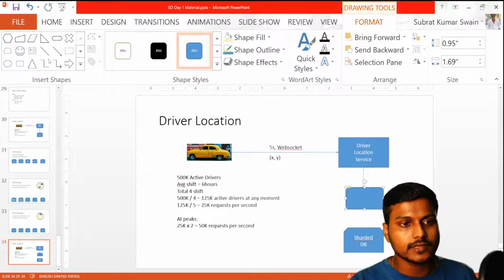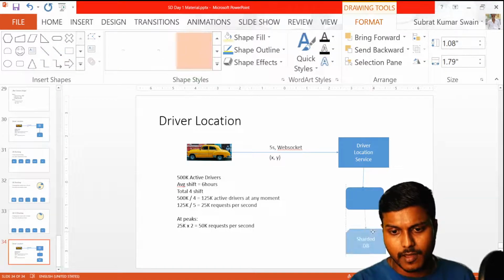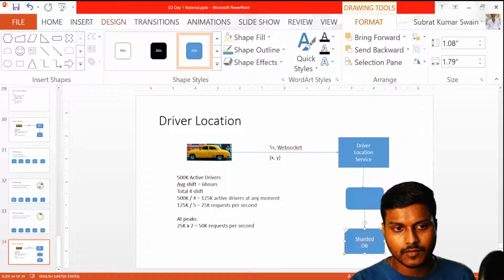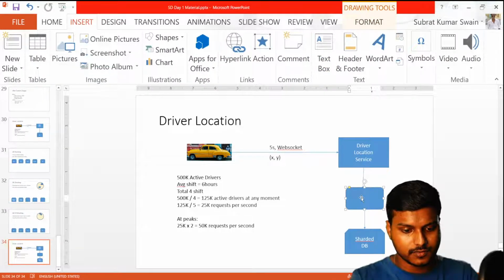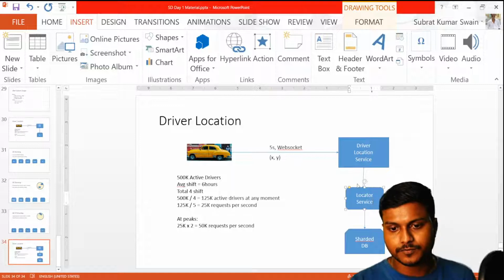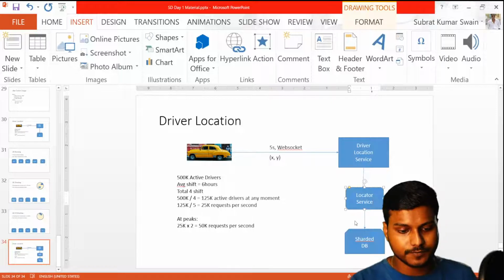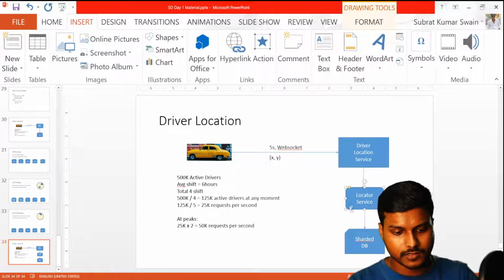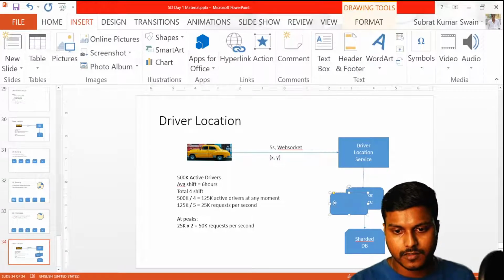So there would be this locator service which will also act as the load balancer, guys. Okay, I'll just name it load balancer. So locator service. Also, there will be a number of instances of this locator service, so it's better if we copy one more there. Maybe I don't need this. Just keep it here.